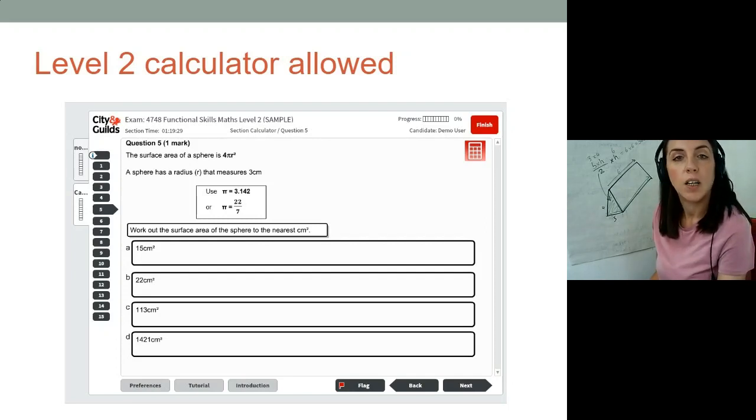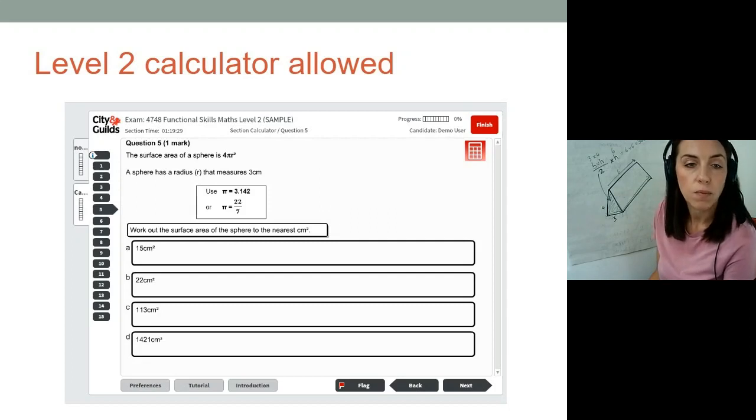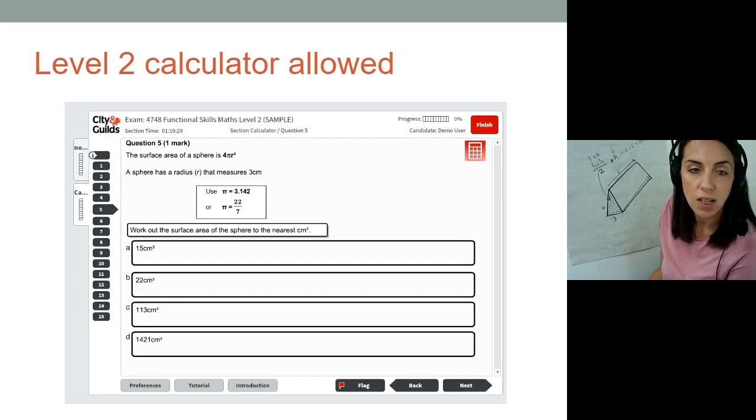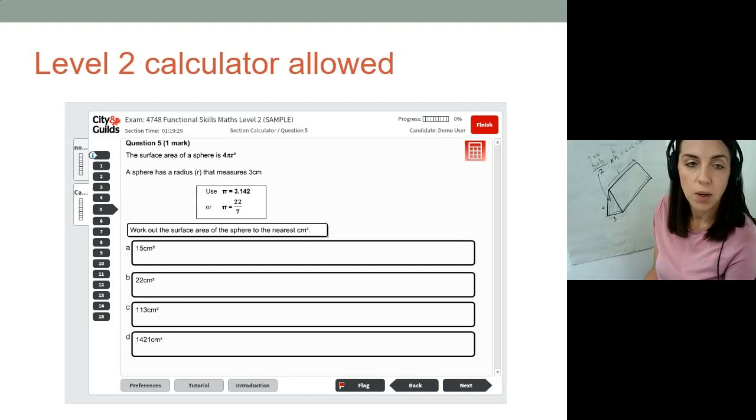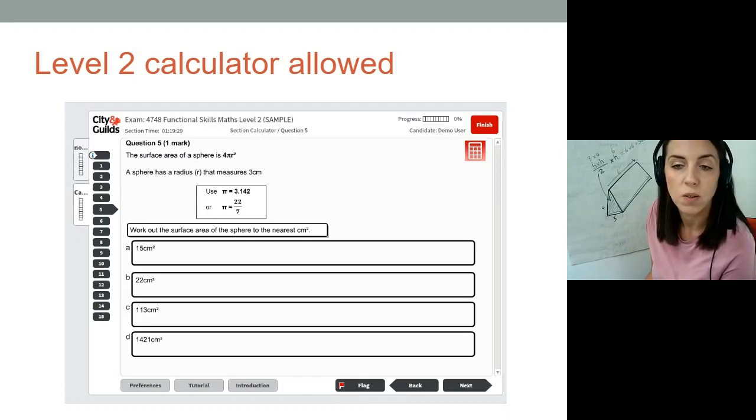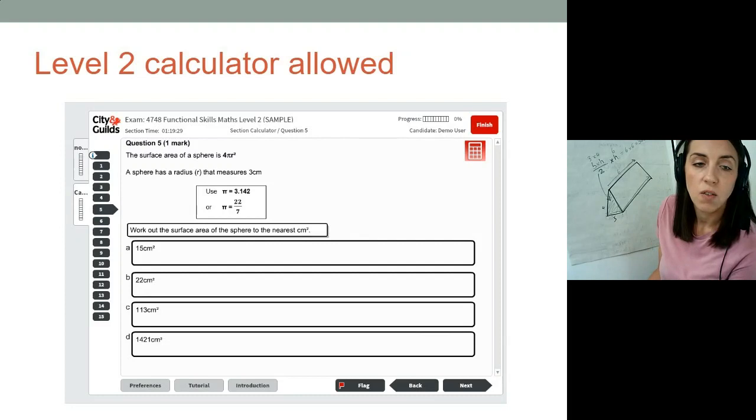So you do that by working through the formula. 4 pi r squared, the sphere has a radius that measures 3 centimetres. So you'd end up with 4 times 3.142 times 3 squared, which is 9. And then you'd have an answer. I'm not going to work it out with you because you might come across this question in your practice. But this is a good example where you're given the formula for the surface area. You're told which measurement to use, which amount of pi that you're calculating with. And you're also given multiple choice answers.